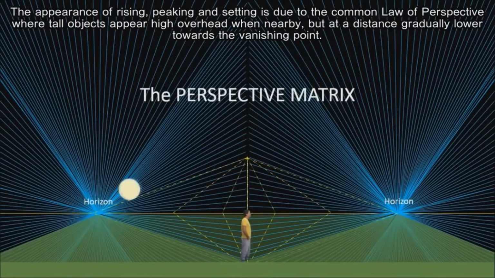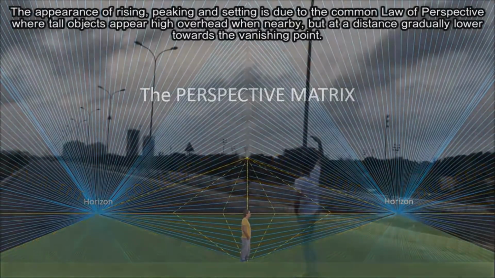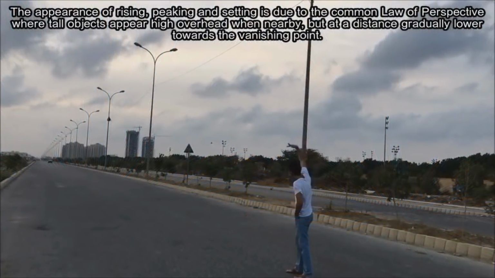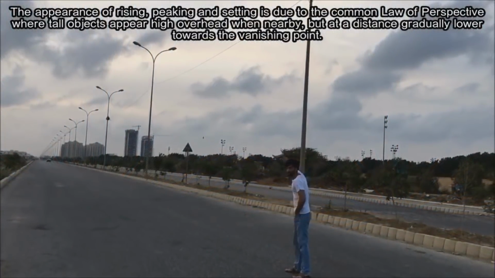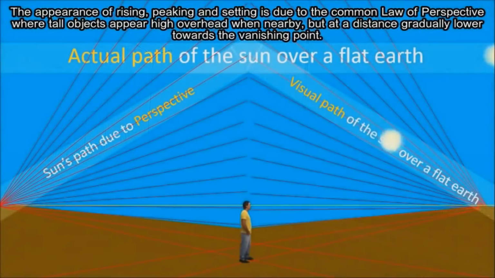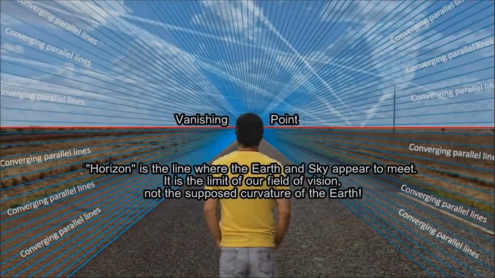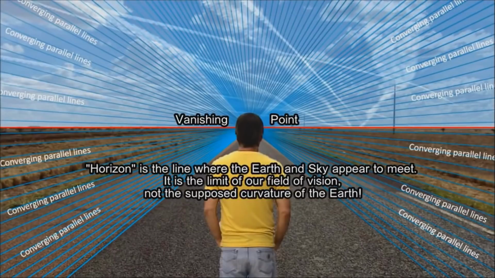The appearance of rising, peaking, and setting is due to the common law of perspective, where tall objects appear high overhead when nearby, but at a distance gradually lower towards the vanishing point. Samuel Rowbotham said, "Although the Sun is at all times above and parallel to the Earth's surface, he appears to ascend the firmament from morning until noon, and to descend and sink below the horizon at evening. This arises from a simple and everywhere visible law of perspective.